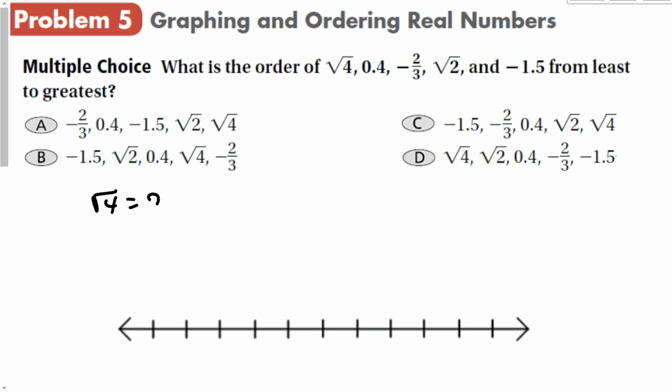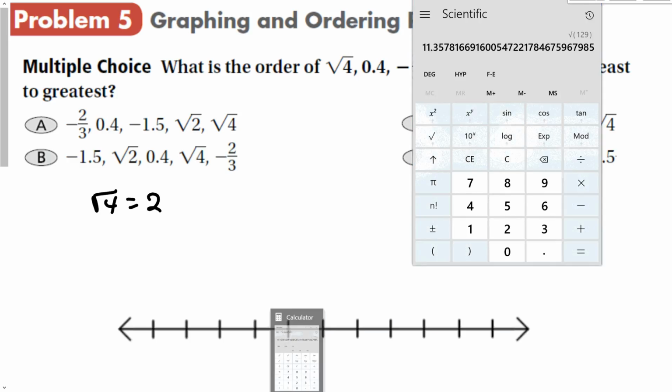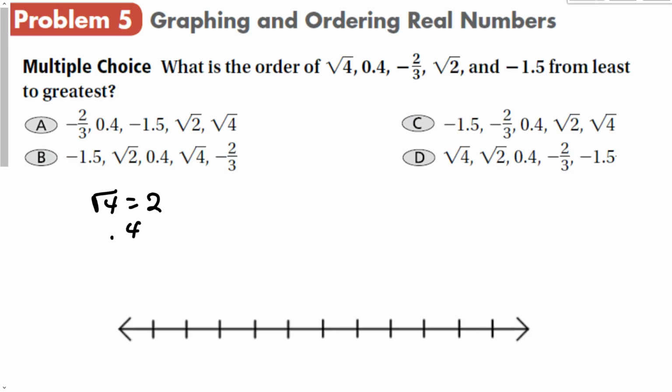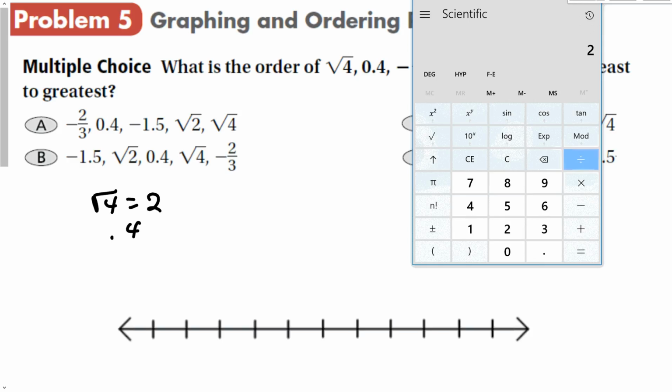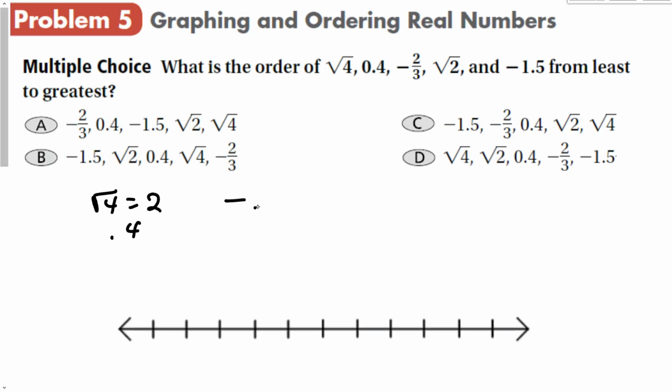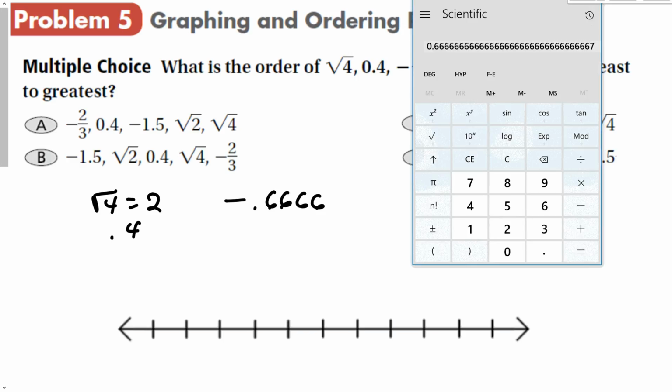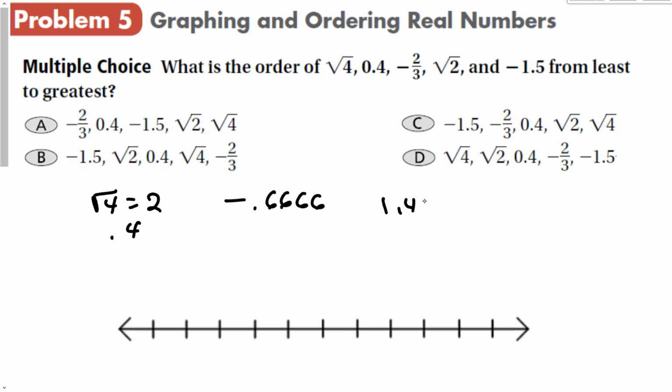Square root of 4 is going to be equal to 2. Okay, we're going to put these into decimals. 0.4, I don't need to change that to a decimal. It already is a decimal. Negative 2 over 3, well, let's put that into a decimal. 2 divided by 3 is going to be negative 0.6666 repeating. Radical 2, the square root of 2, is 1.414.